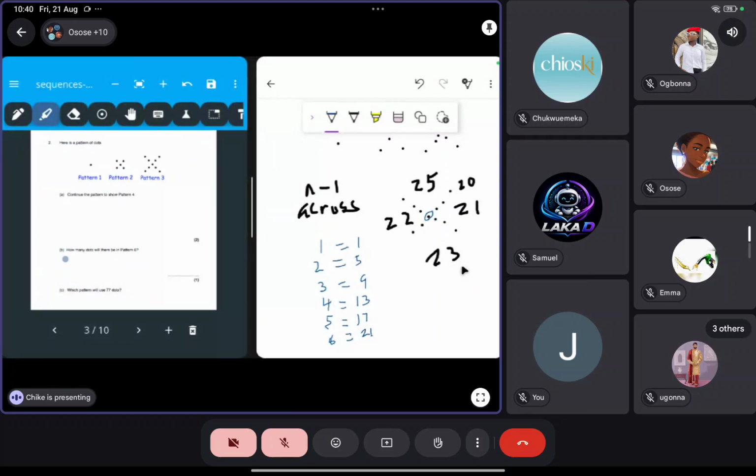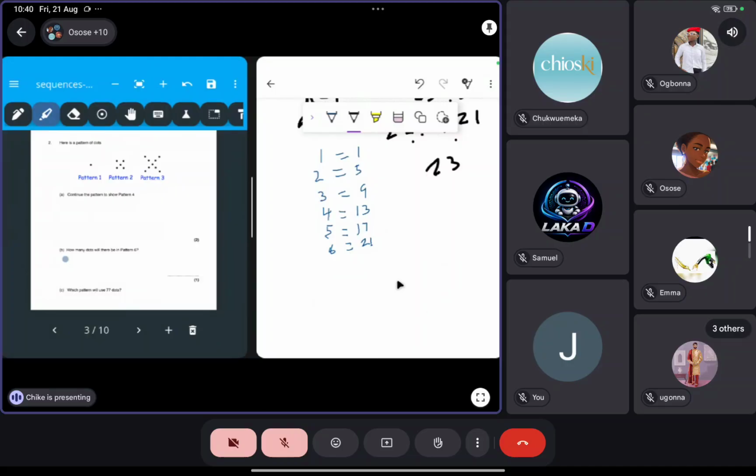Or, since you have already known how the dots are being formed, we said n minus 1 across. That's how many dots will be in pattern 6. Either way, you should give us the same answer. This is pattern 6, so it will be n minus 1 across, which is 5 across. So we have 1, 2, 3, 4, 5, four times.